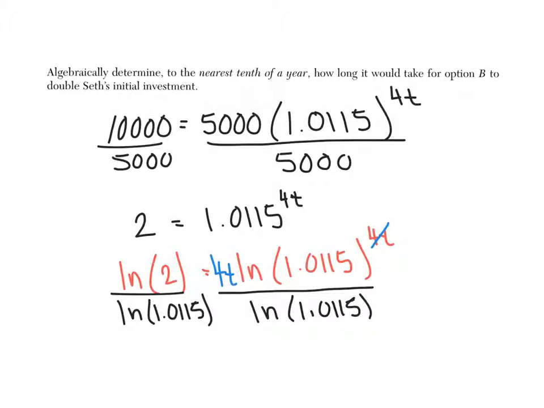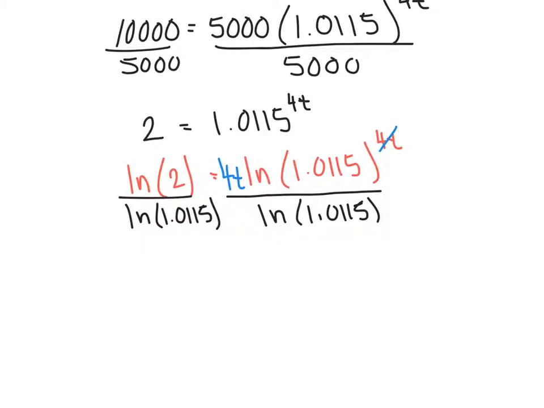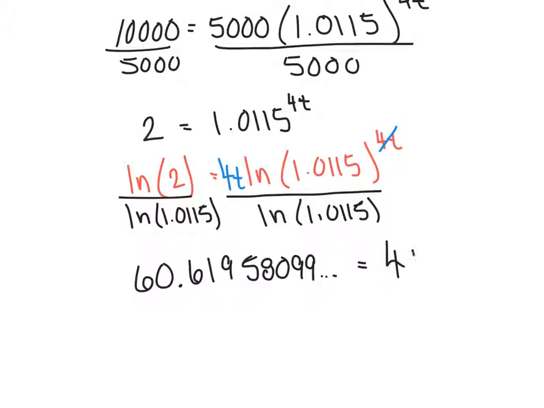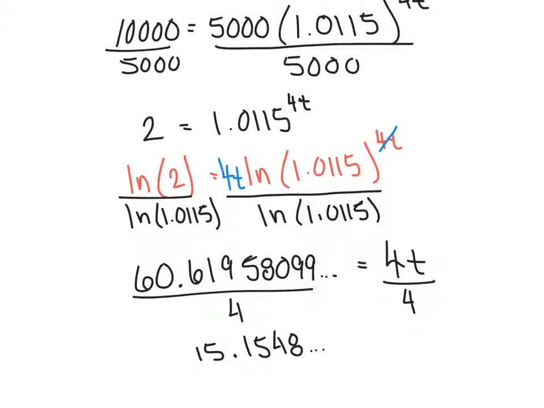And at this point, I'm going to let the calculator take over. So in my calculator, I'm typing in the natural log of 2 divided by the natural log of 1.0115. Let's see what Mr. Calculator says there. It's going to give me 60.61958099, and that's only equal to 4t right now. And so I'm going to divide both sides by 4, and this time I got 15.1548, yada yada yada. You get the idea.